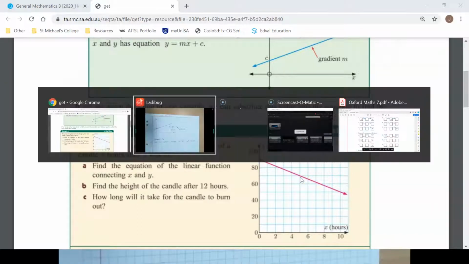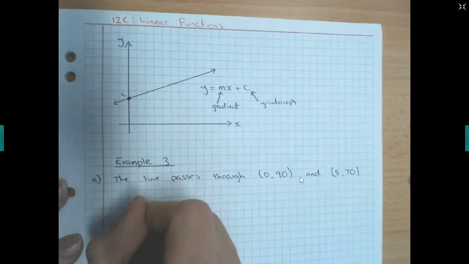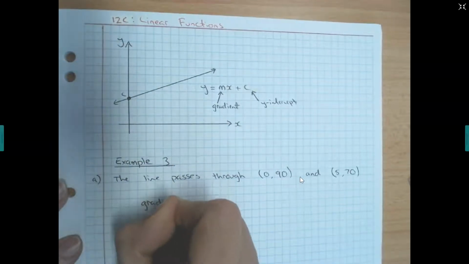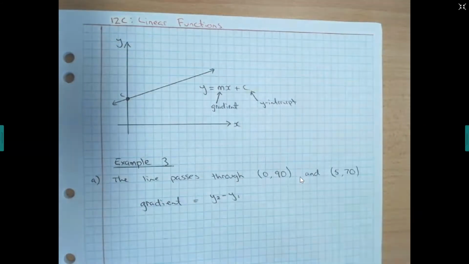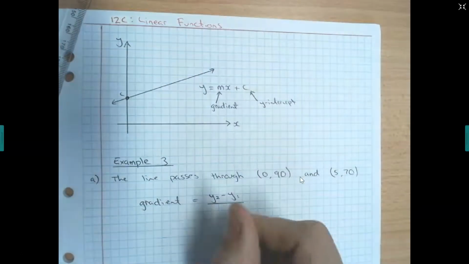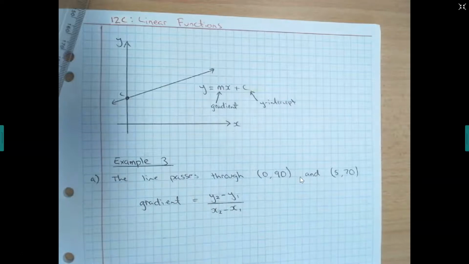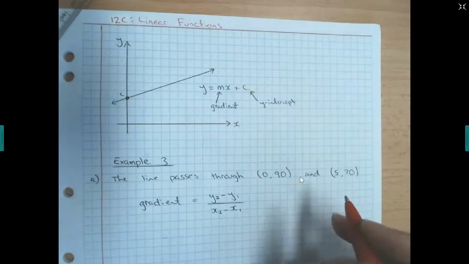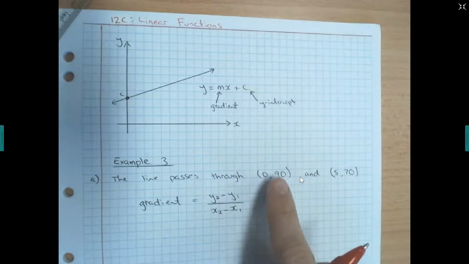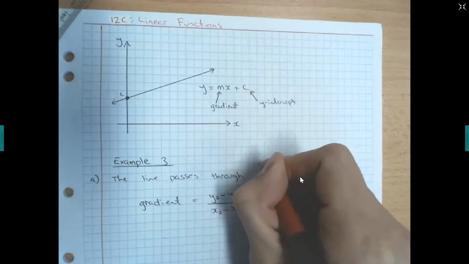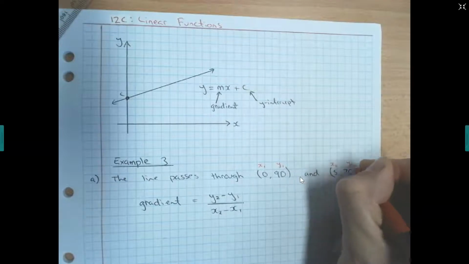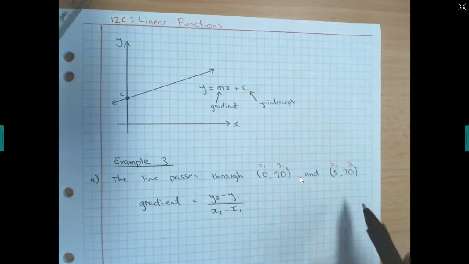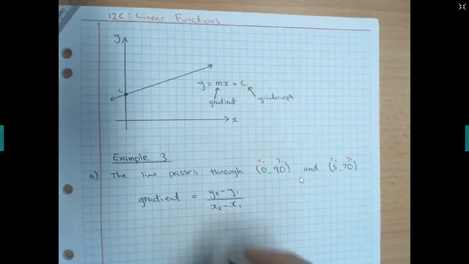Now if I want to find the gradient, remember from last lesson, the gradient is equal to y2 minus y1 over x2 minus x1. Now it's just a matter of substituting these values in. Just so you don't make a mistake, you might want to just label what each of these are. So this is point 1, this is point 2, so therefore this is x1 and this is y1, and this would be x2 and this would be y2. So now it's just a matter of substituting these values in to find the slope.